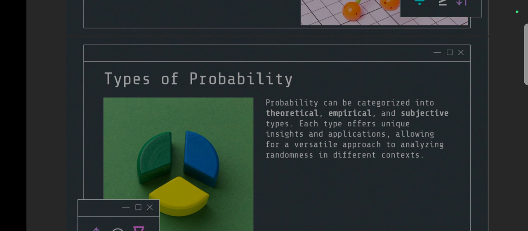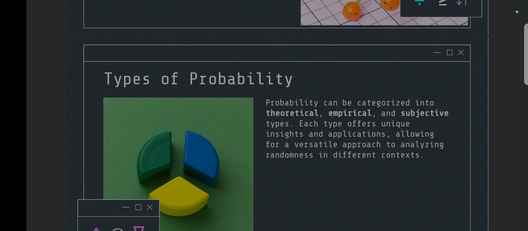And next one, conditional probability. It refers to probability of an event occurring given that another event has already occurred, and it is denoted by P of A given B, and it is calculated as P of A given B is equal to P of A intersection B by P of B.